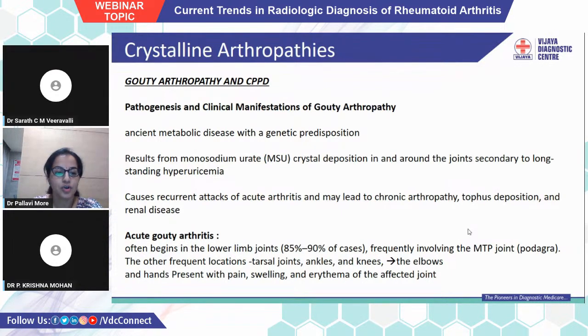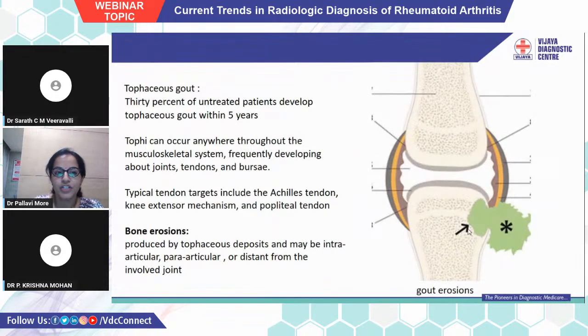Acute gouty arthritis often begins in the lower limb joints, frequently the metatarsophalangeal joint, which is termed podagra. The other frequent locations are tarsal joints, ankles, and knees, followed by the elbow and the hands. It presents with pain, swelling, and erythema of the affected joint. Tophaceous gout: 30% of untreated patients develop tophaceous gout within 5 years.